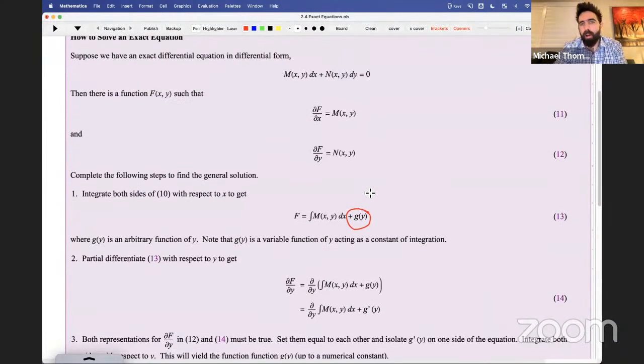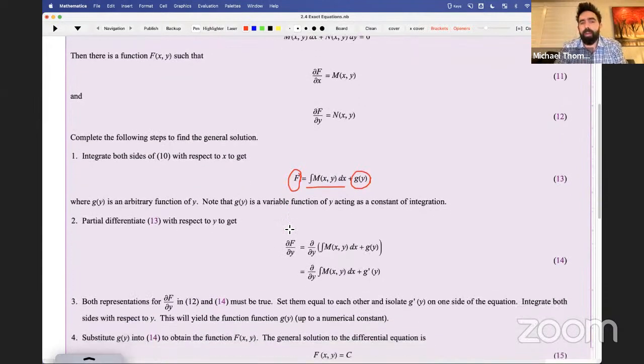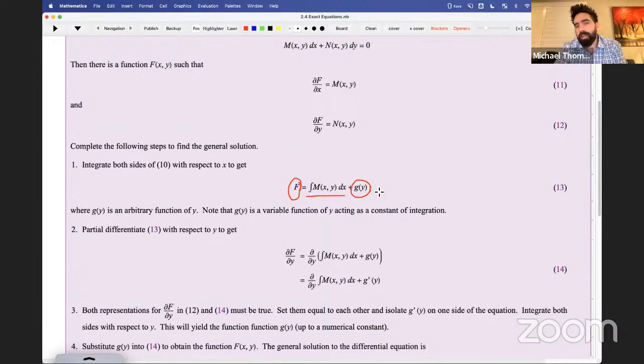Okay, let's keep going. Our goal is to find f, because once we find f, we're going to set it equal to c and we'll be done. We've just about got it. I'd say we're about halfway done. This is f. You can evaluate that integral, so that's fine. But the only thing we don't know is g of y. So we still need to find what that function g of y is. Once we find g of y, just plug it in here, and then you've got f, set f equal to c, and you've got the solution. So the question now is, how do you find g of y?